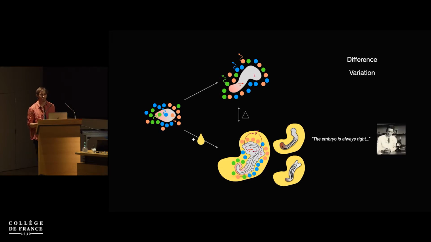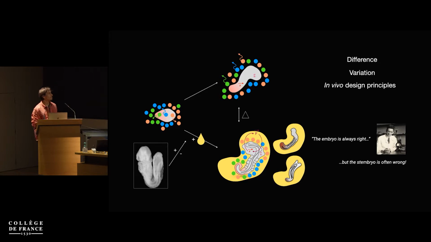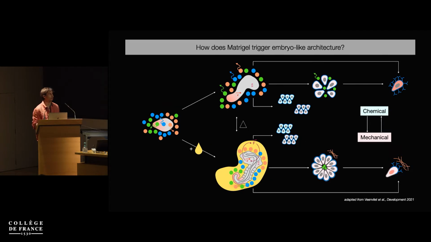The second way that we can learn from stembryo systems is by studying the variation. And this is building on the notion that the embryo is always right and the stembryo is often wrong. The embryo is always right is, of course, the famous quote from Viktor Hamburger, and stembryo is often wrong is my addition. A third way that we can learn from stembryos is by either spiking in at will, very precisely, in vivo design principles, so cues that we believe to be active in the embryo, or we take them out of the system and we study what happens not only transcriptionally but also in terms of morphogenetic processes, cell behaviors, and so on and so forth.